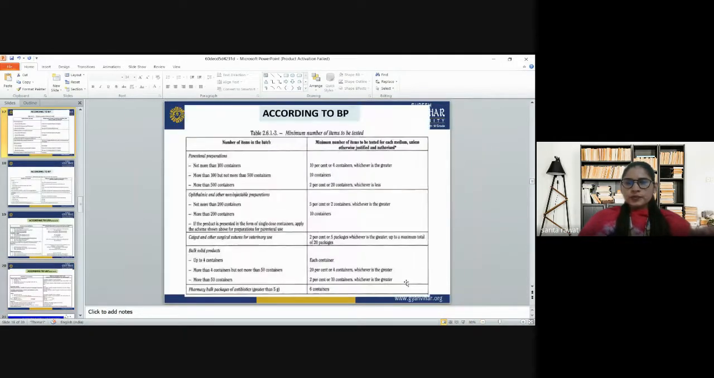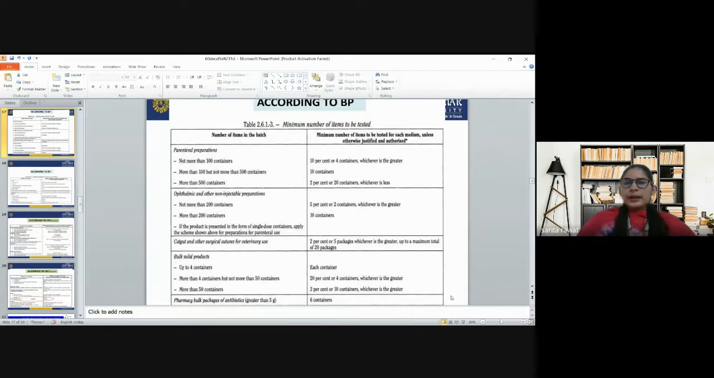Now coming to the British Pharmacopoeia, BP. The maximum number of items to be tested is as prescribed. As you can see, the number of items in the batch and the maximum number of items to be tested for each medium, unless otherwise justified and authorized. So for parenteral preparations, if there are not more than 100 containers, we have to take 10% or 4 containers, whichever is the greater.